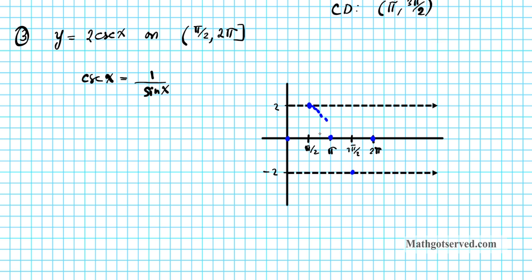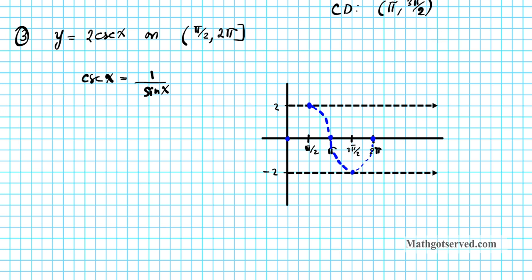So this will be broken. We're going to make it dotted. The reason why it's dotted is because this is not what we are asked to graph. We are just creating the function that helps us determine where the asymptotes are for our cosecant function. All right, so I'm going to use dotted lines here. So there goes the related reciprocal function.